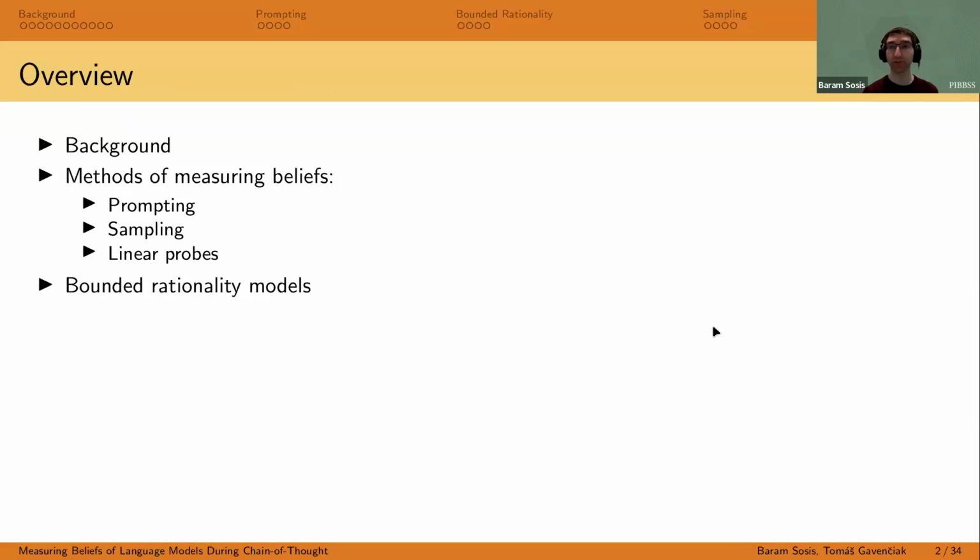Just to outline what I'll be talking about, I'll go over some background and motivation for my work, and then I'm going to talk about 3 different methods that I looked at for trying to measure the beliefs of language models. I'll go over what each of these entail in a bit. I'm also going to talk a bit about some models of bounded rationality that I explored, trying to apply them to understanding the reasoning processes of language models.